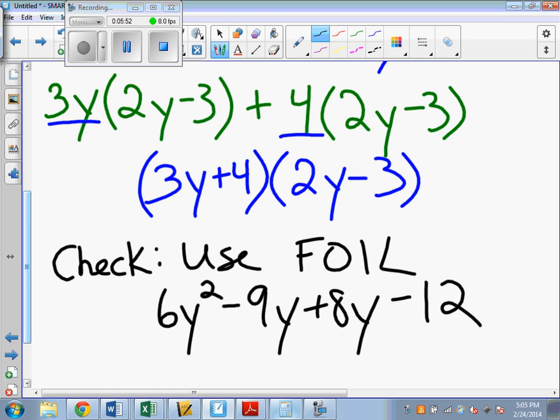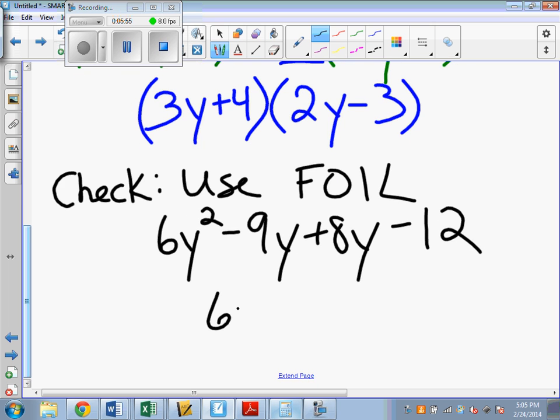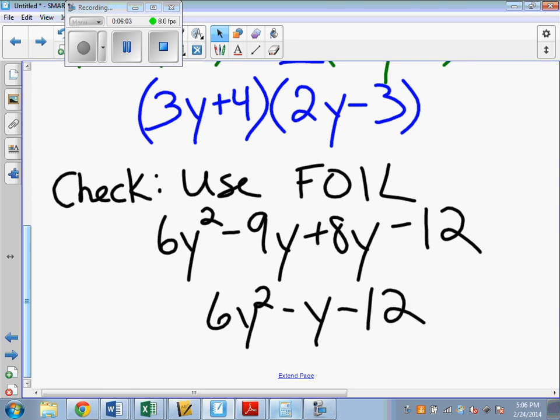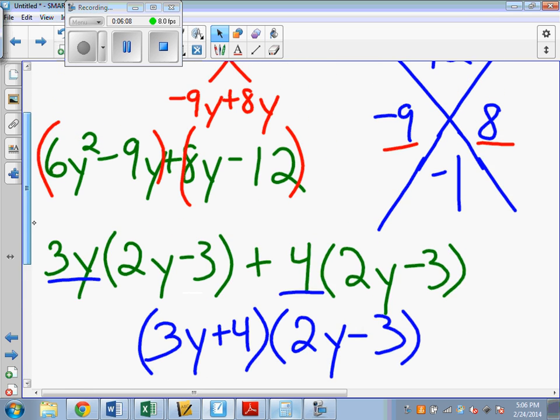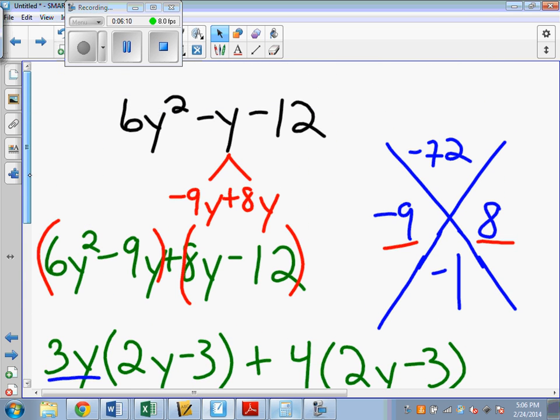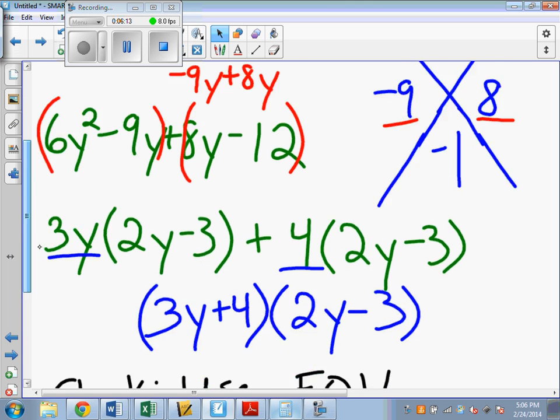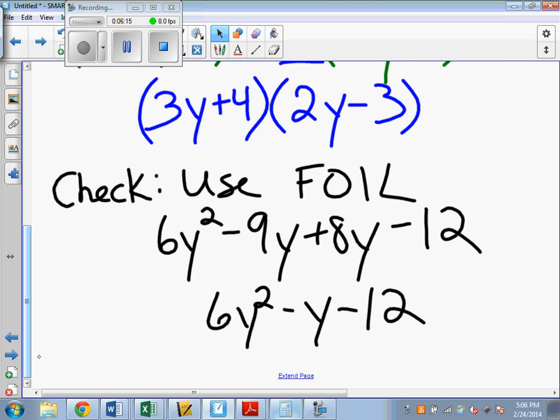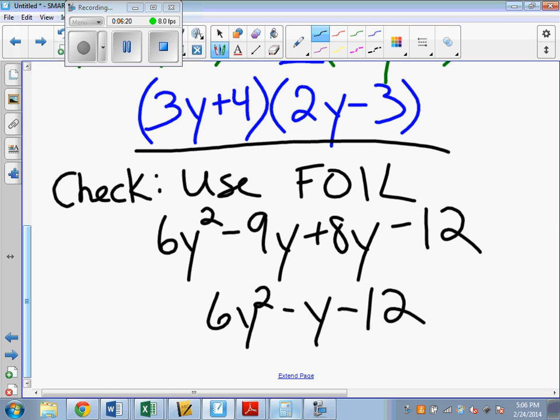If we combine our like terms in the middle, we get 6y squared minus y minus 12. If we go back and check, that should be the exact same trinomial that we started with, 6y squared minus y minus 12. So yes, our answer checks out. 3y plus 4 times 2y minus 3 is the factored form of our trinomial 6y squared minus y minus 12.